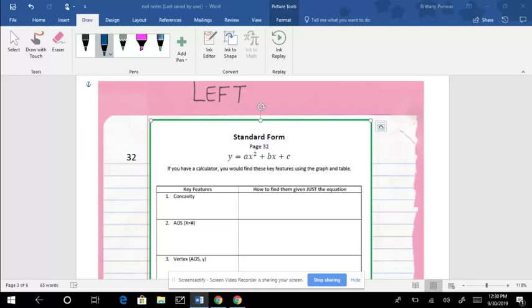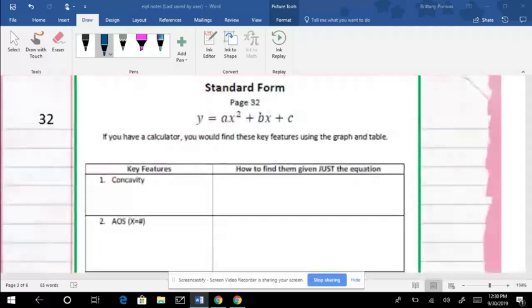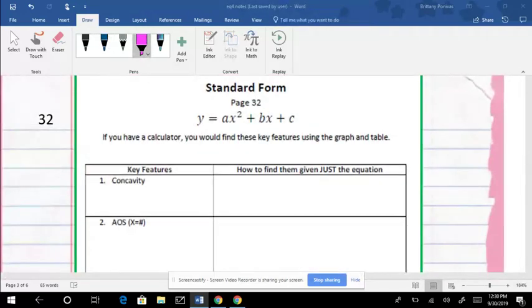So on page 32 is where we are going to glue the notes for standard form. You need to make sure that you glue them as far to the top of the page as you can, as you are going to write underneath them. So standard form is the very first form of quadratic equations that we're going to deal with, and you need to be able to recognize it.